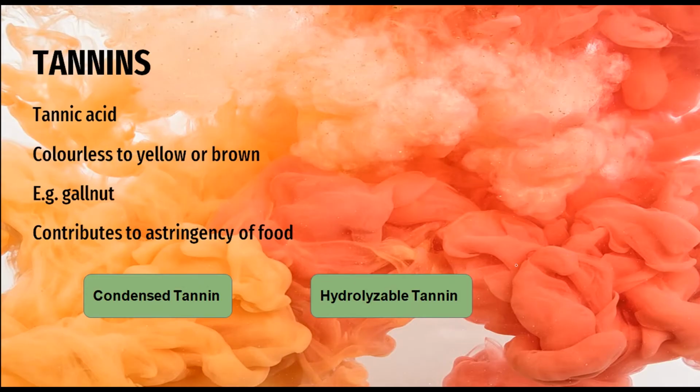Next we have tannins. Tannic acid or gallotannic acid. It can also be called tannic acid or gallotannic acid. These acids contain tannins. These are complex mixtures of polymeric polyphenols. For example, gall nut contains around 50 to 70% tannin.